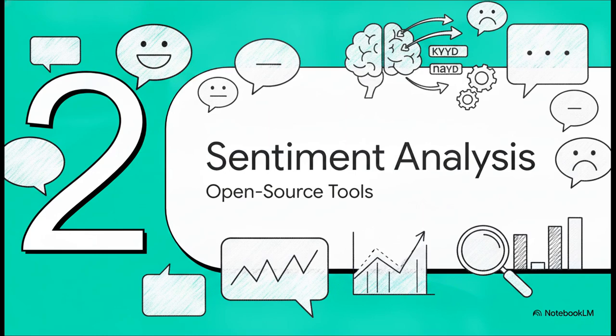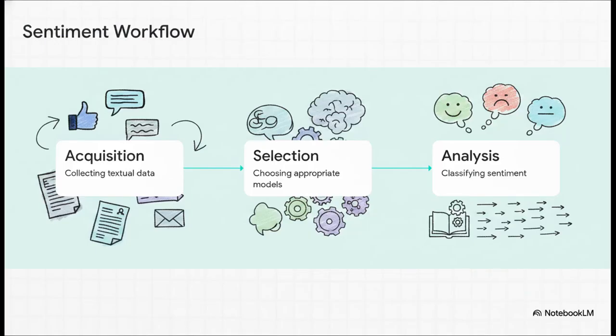Moving right along to Section 2, Open Source Sentiment Analysis. Let's drop one level deeper and see how these pipelines are practically applied to real-world business use cases. Basically, every single sentiment analysis workflow breaks down into 3 pretty succinct steps. First, acquiring your messy data, stuff like social media posts or customer reviews. Second, selecting your analytical engine. And third, the actual analysis, where you process that text to classify it as positive, negative, or neutral.